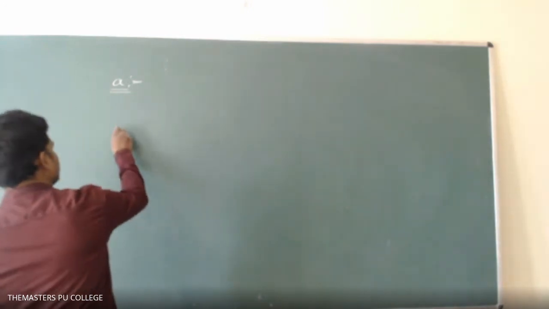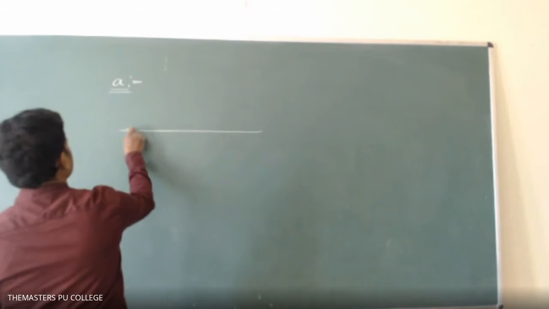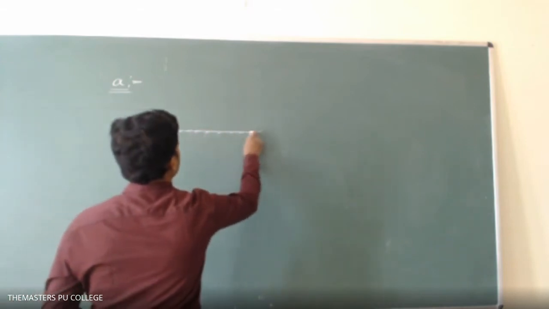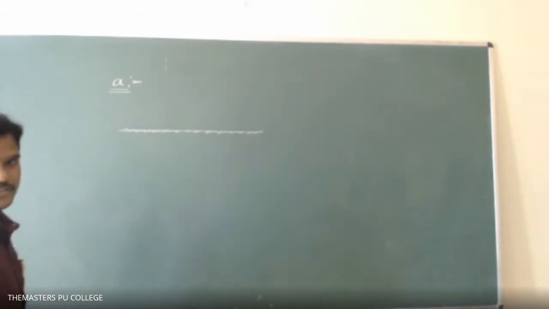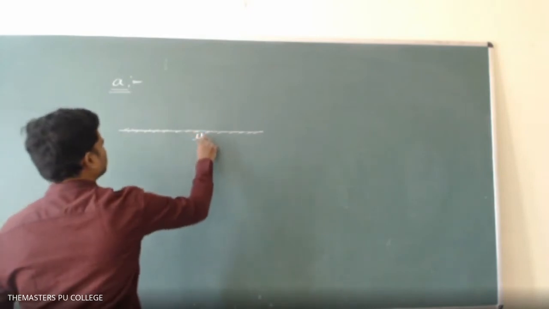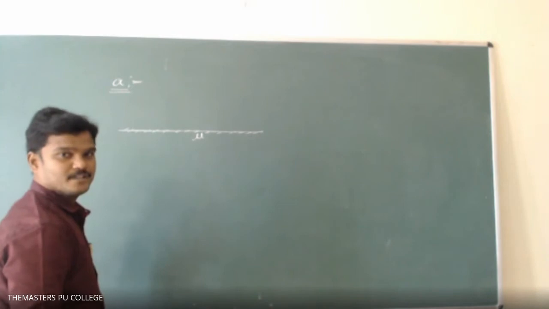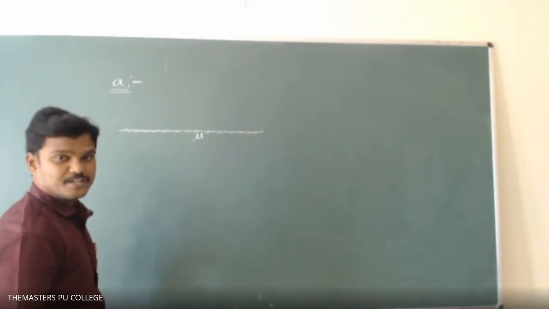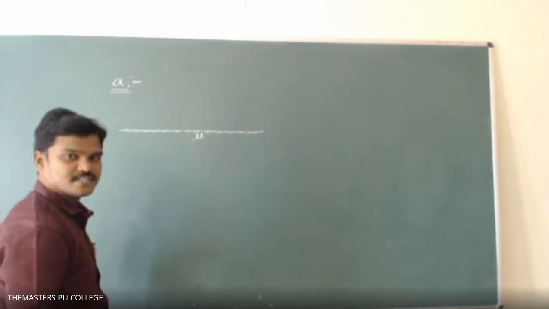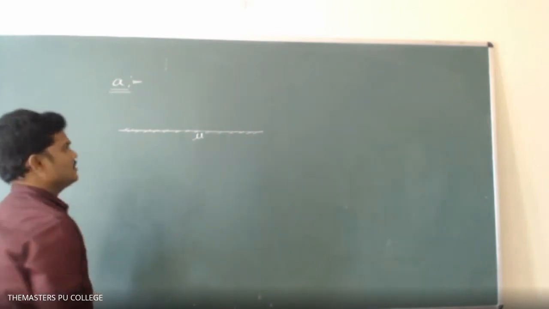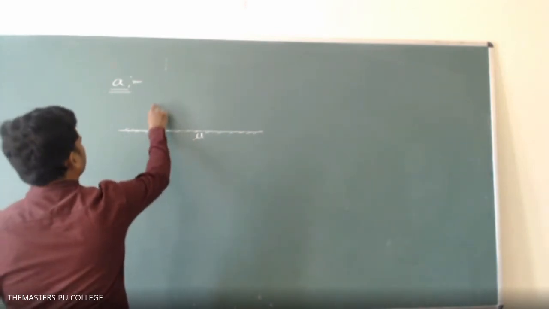So let us suppose this is the rough horizontal surface having coefficient of friction mu. If the body moves, you can write mu k. If the body rolls, you can write mu r. If it is at rest, mu s. Let us suppose the body moves.